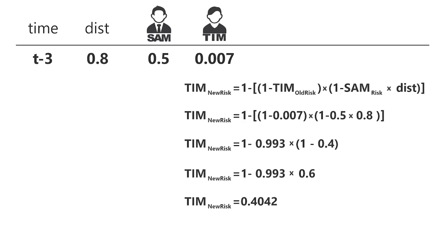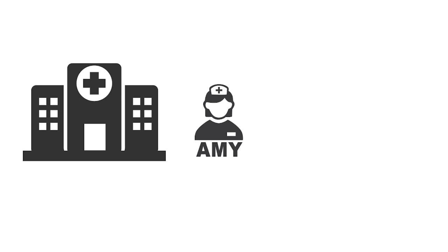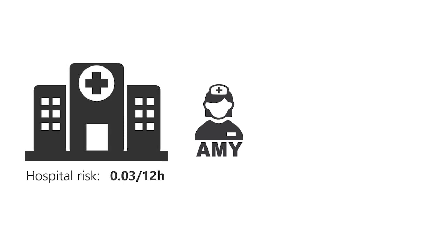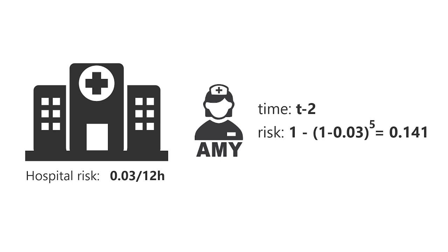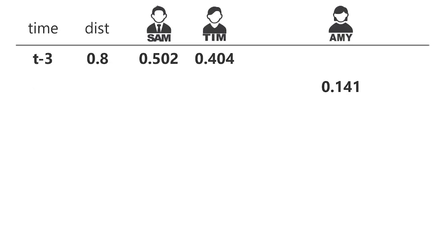Back in our example branch, after interacting with Sam, Tim's exposure risk goes up to 40%, and Sam's just goes up by a little bit since Tim didn't bring a high risk to the interaction. Amy is a nurse at the hospital. Due to the high exposure risk of that location, for any 12-hour shift that she works there, she poses a 3% chance of contracting the virus. This means that after 5 shifts in which she hasn't been tested, her exposure risk is over 14%, just from that place. She shared a bus ride with 20 other people.